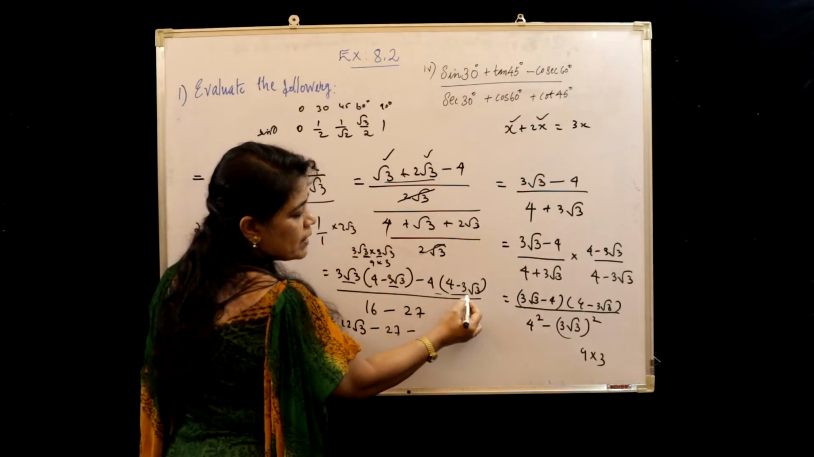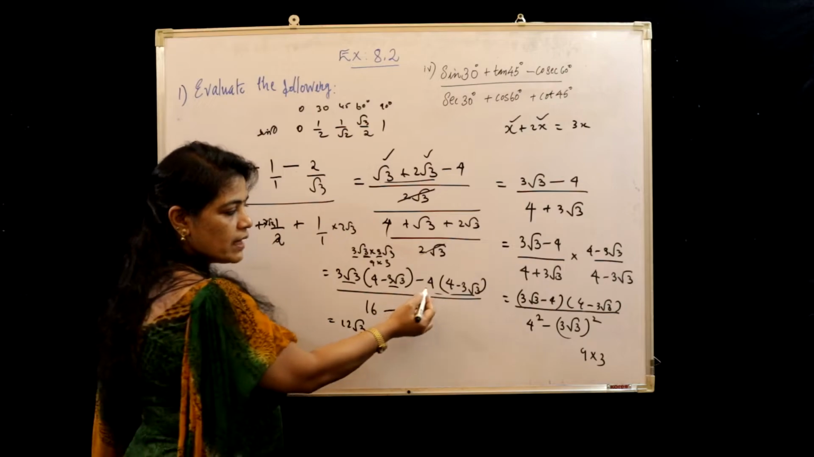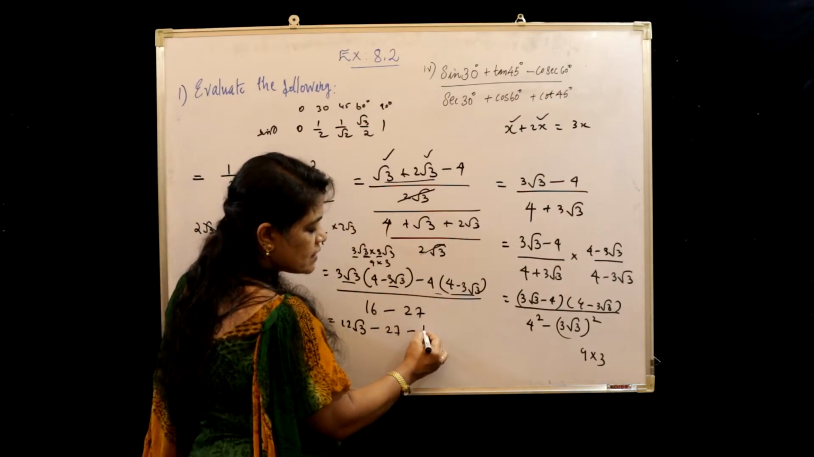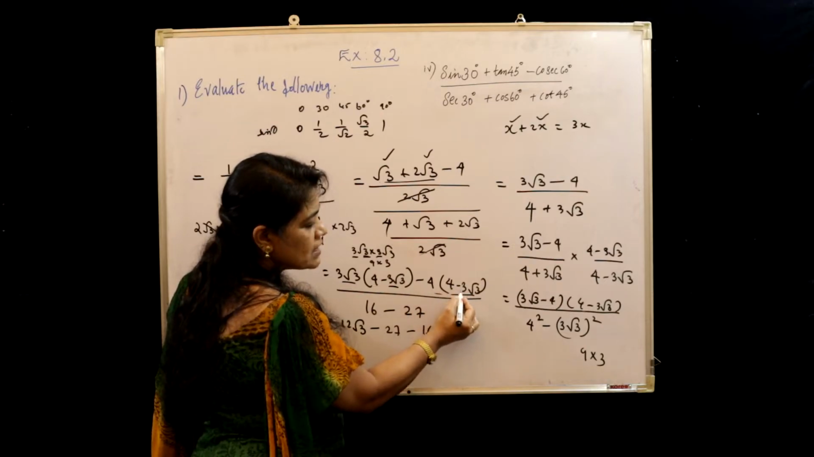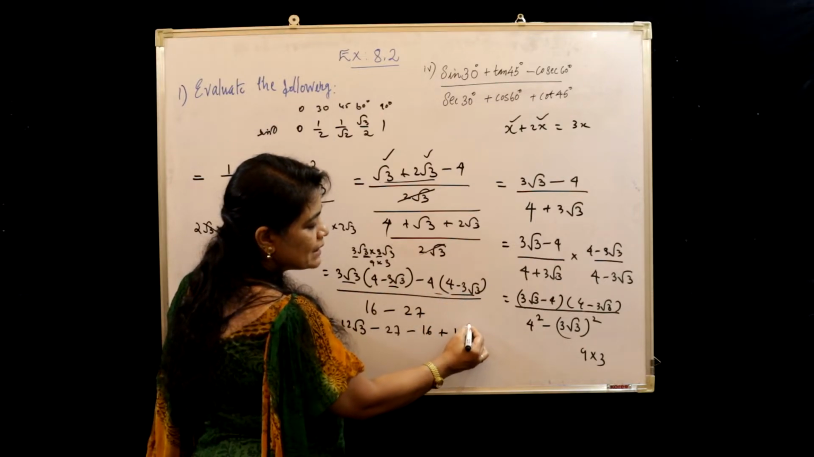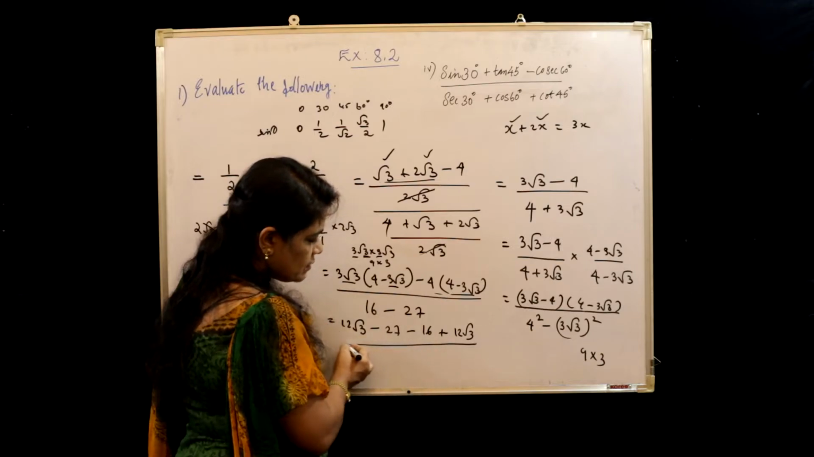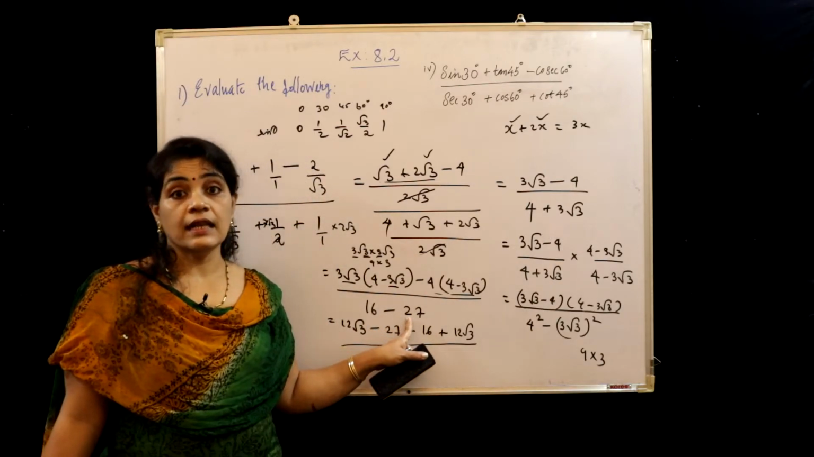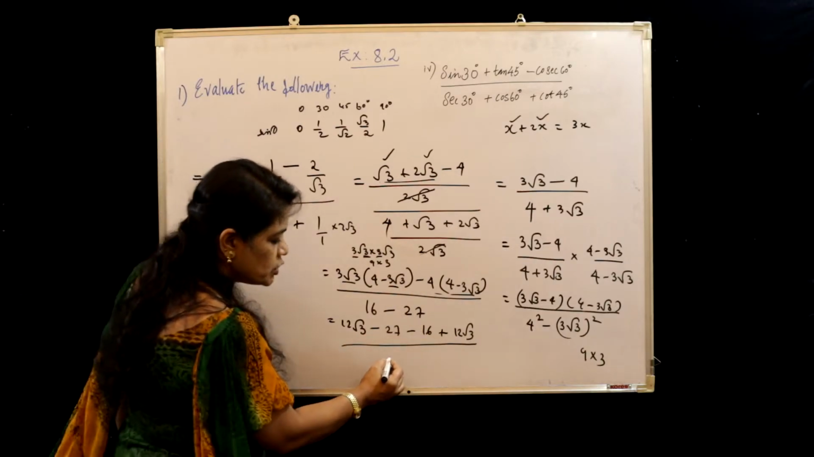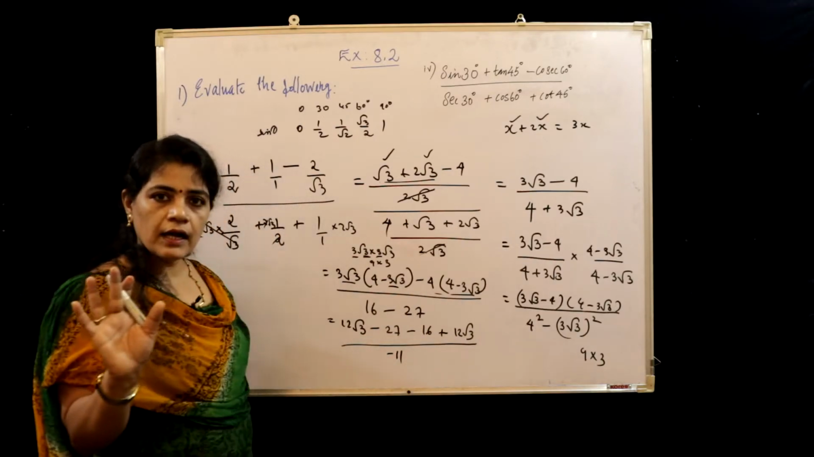Minus, now we can multiply this second term with a minus 4 outside, 4 4s are 16 and minus into minus plus. 4 3s are 12, 12 root 3 divided by, in the denominator 16 minus 27, that is negative 11. Negative 11. Idea is clear, okay?